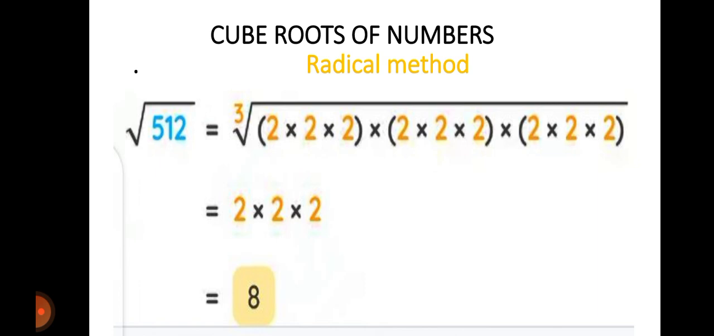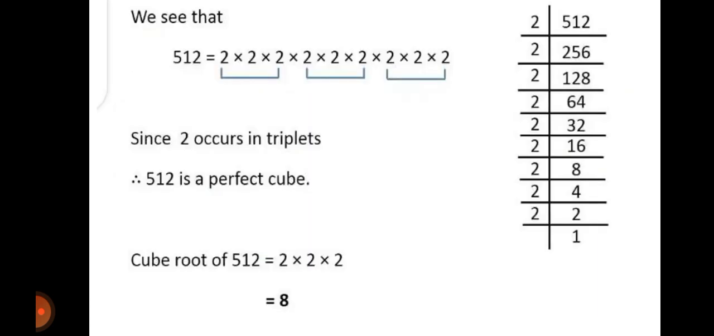The second method is the prime factorization method. This one we use the LCM method. In the LCM method, we write our 512, starting with the smallest number that can divide it, which is 2. 2 will divide 512 to give you 256. Divide it again to give you 128. Divide to give you 64.